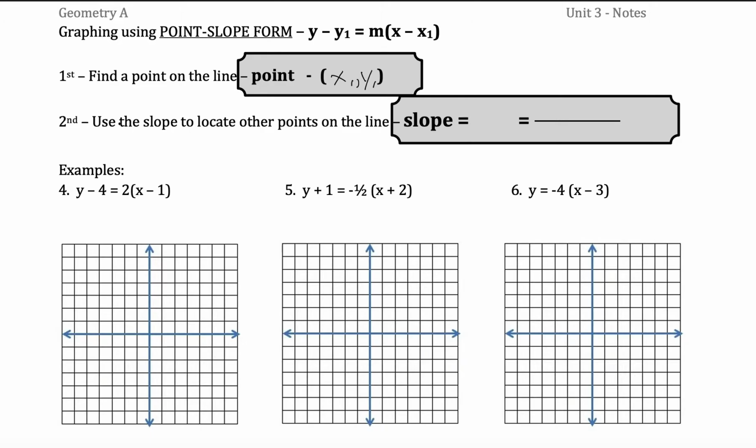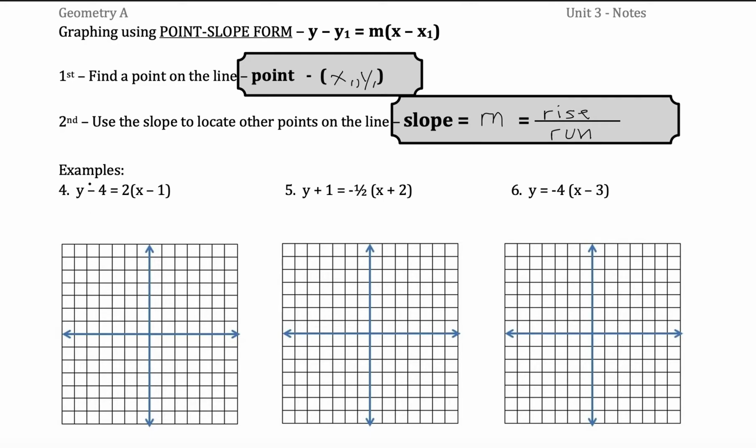The next thing that you're going to do is use the slope to locate other points on that line so you can then draw the line. Our slope in this form of the equation, in point slope, is going to be m. Remember, that is always rise over run. And that's just found in front of the parentheses with our x's. So let's take a look at some examples.